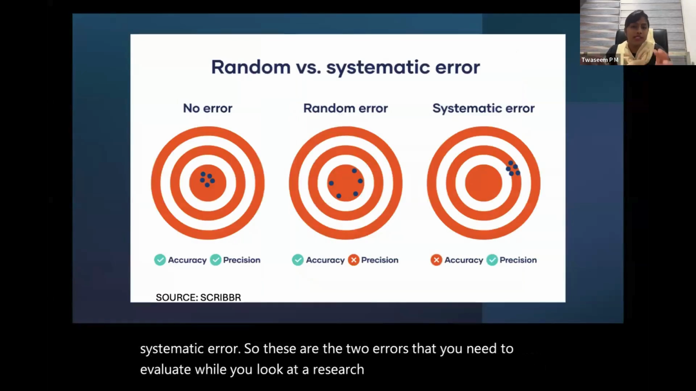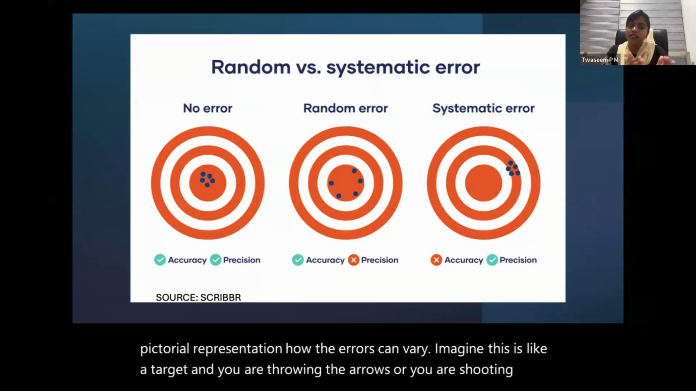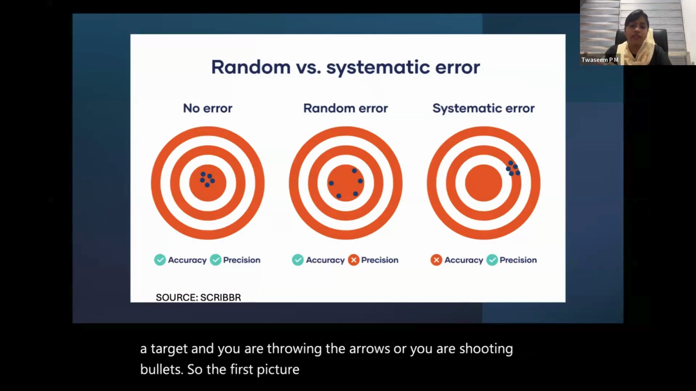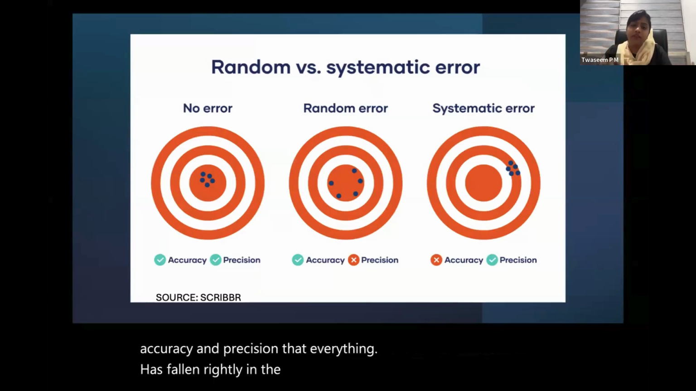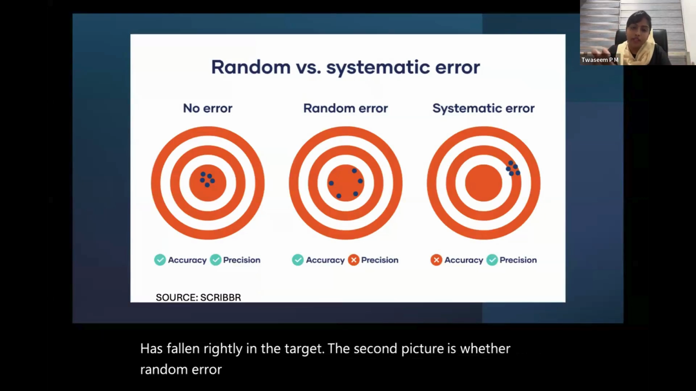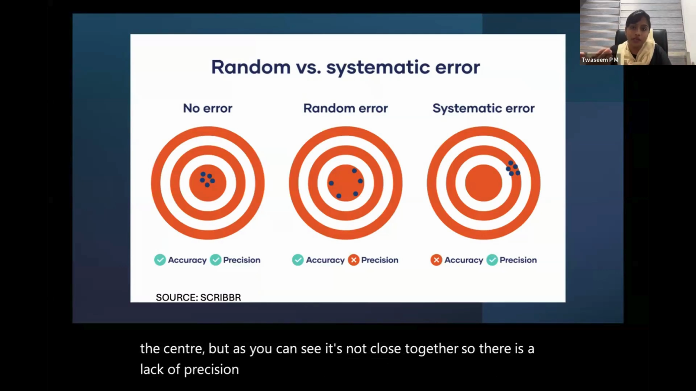Now this is a pictorial representation of how the errors can vary. Imagine this is a target and you're throwing arrows or shooting bullets. The first picture is where there is no error, where there is accuracy and precision, and everything has fallen rightly in the target. The second picture is where the random error comes, where you have accuracy. Everything has fallen around the center, but as you can see, it's not close together. So there is a lack of precision. That is where the random error comes.